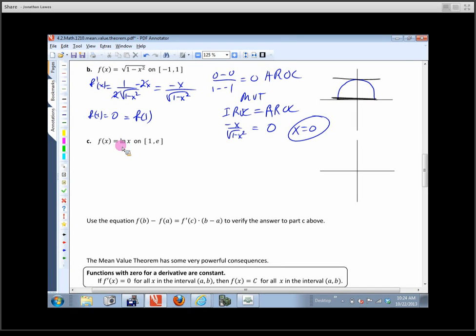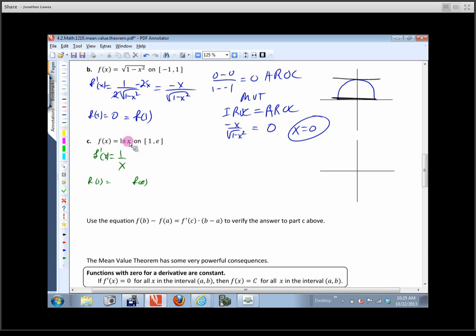Is it differentiable everywhere there? Well, let's find the derivative. The derivative is 1 over x. The only thing you can't plug into this is 0, and we're plugging in all positive values, so it's continuous and it's differentiable. We're in good shape there. Any questions? Okay. I've got the instantaneous rate of change that I can use for comparison. Now I need to find the average rate of change. So let's find f of 1 and let's find f of e.